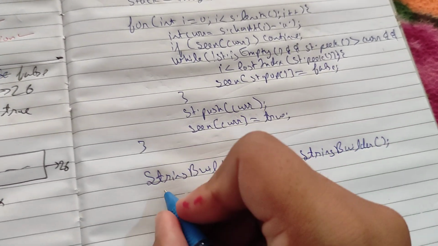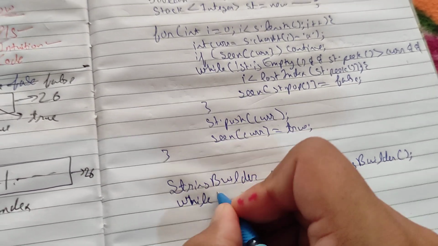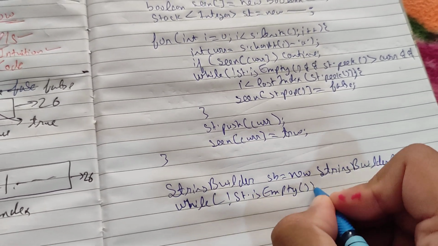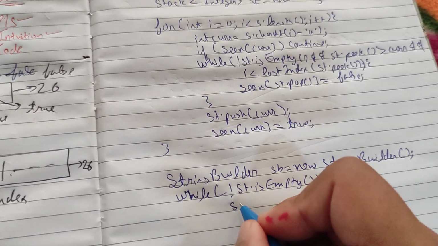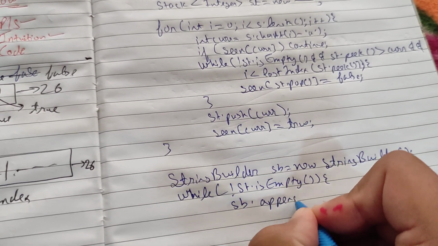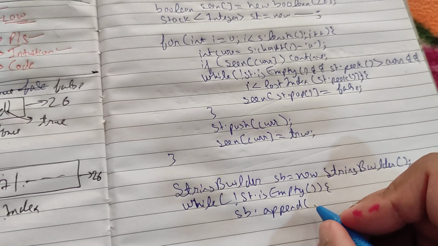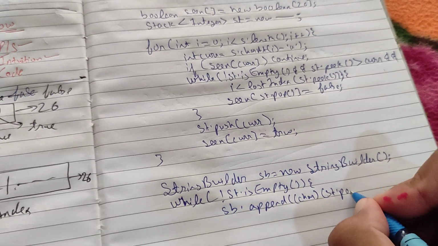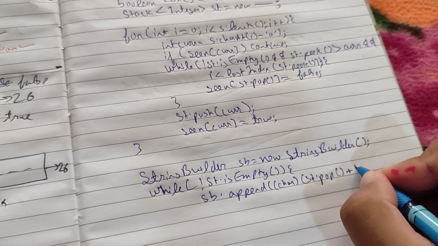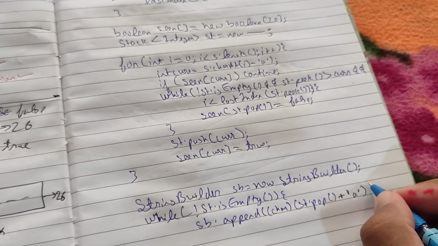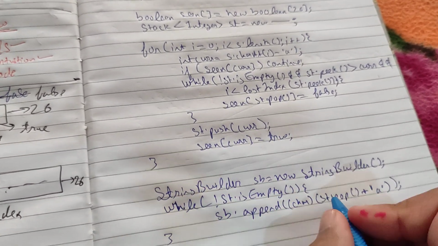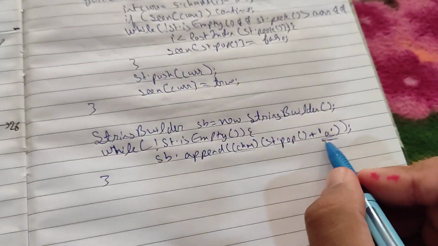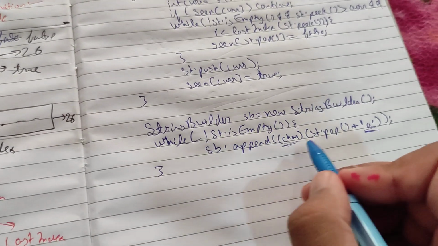Okay guys, now I will run a while loop till my stack becomes empty, while my stack is not empty. Now I will just append, sb.append of the character. We are typecasting it because we got an ASCII value, so we have to convert them back to characters. After doing that, we have this BDC. We pop it out and convert it into a character.